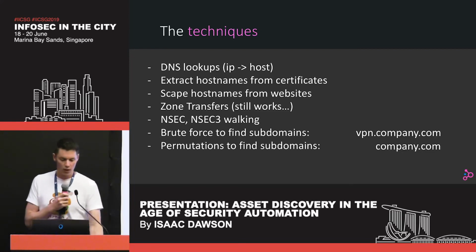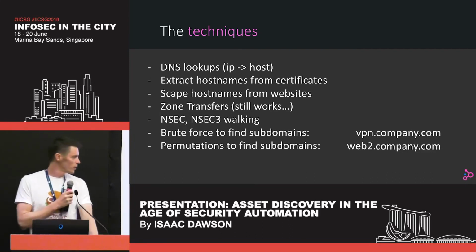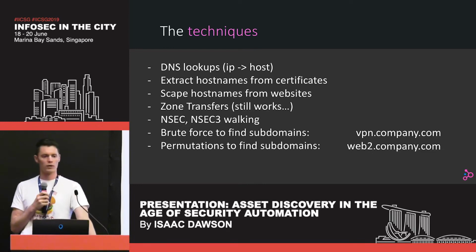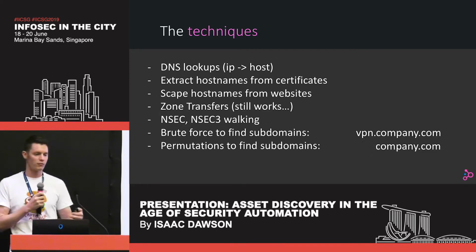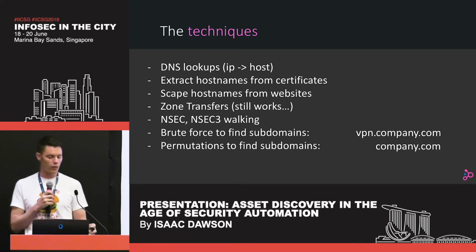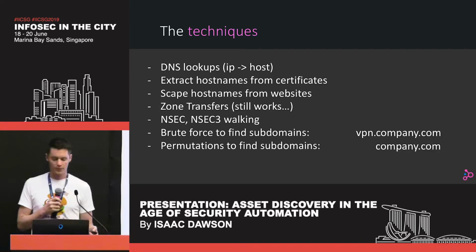And then brute forcing to find subdomains. So this is like you take www.company.com and then web.company.com and then vpn.company.com. So you have a word list that you iterate through to find all these different sites. Permutations is pretty similar, except you're permutating on various aspects of a domain. So if you find web.1.company.com, you're going to try 2, 3, etc.